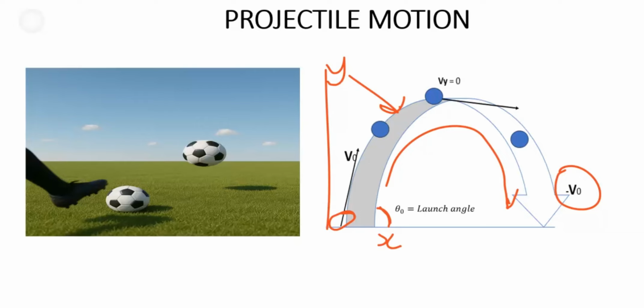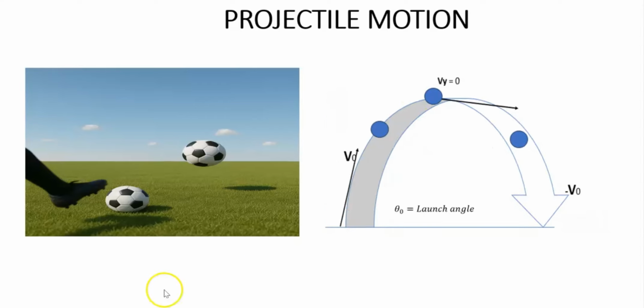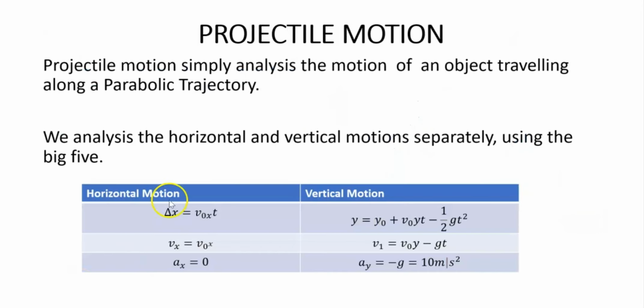To simplify the analysis of parabolic motion, we analyze the horizontal and the vertical motion separately. This is horizontal and this is the vertical motion. So for us to analyze this separately, we use the big five. And this is the best way to solve parabolic issues. So using this big five, like I mentioned earlier, we analyze the horizontal and vertical motion separately.